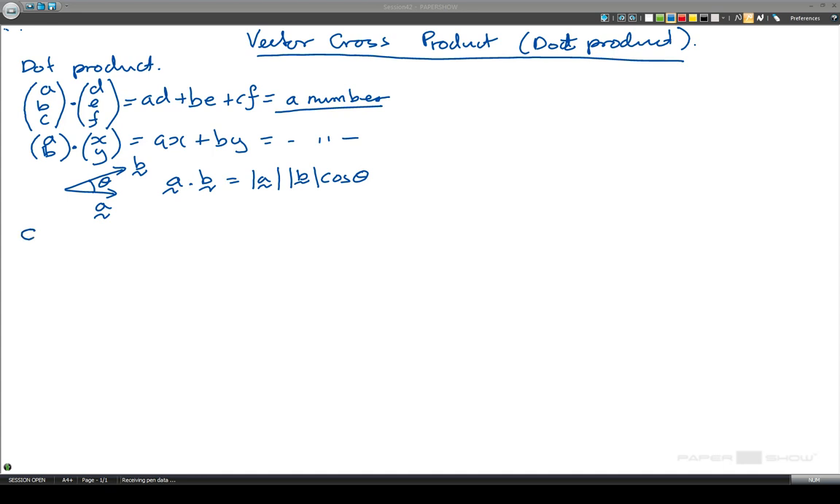Now the cross product is actually quite different. So the cross product works for vectors in 3 dimensions. Apparently it also works for vectors in 7 dimensions, but really it's something for 3 dimensions in terms of the way we meet it most often. And in 3 dimensions, I'm going to be challenged to draw this, but let's have a go.